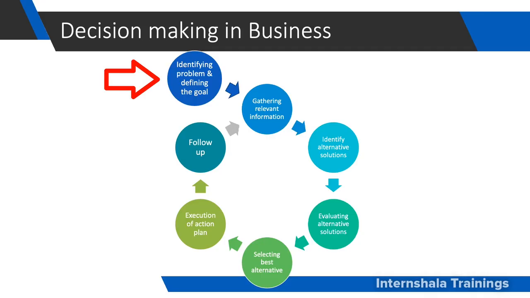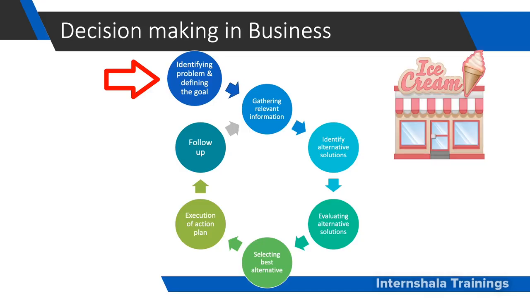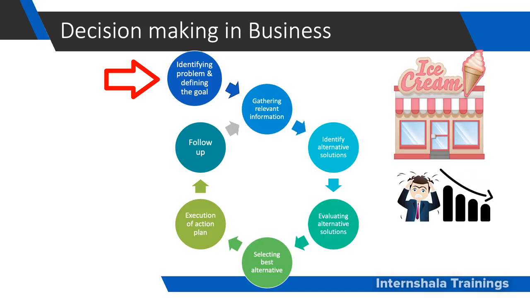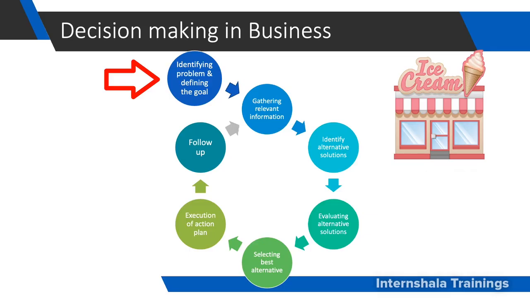We need to first identify what is the problem that we are planning to solve or what is the goal that we are trying to achieve. Correct problem identification is important as the solutions are dependent on this problem statement. Let us take an example of an ice cream business. The sales have been going down. So the problem identified here is that sales are low and the goal is to increase the sales.